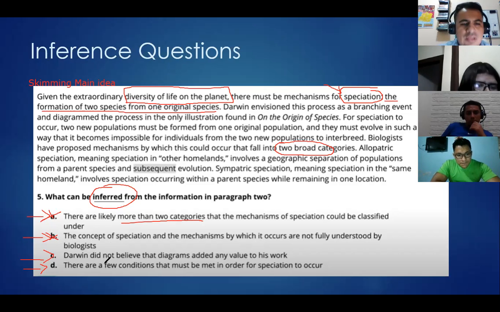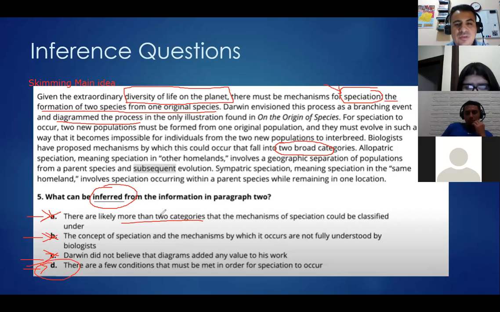So B, no. C, Darwin did not believe that diagrams added any value to his work. No, aquí dice, Darwin envisioned this process of branching out and diagrammed the process. Es decir, para él, diagrams were important. So the correct answer will be D. Okay? Very good. So be careful with this, right? Because number one, suena bonita, right? But the problem with number one is it's saying more than two. More than two? No, aquí solo me explicaron dos. Right? So be careful with that.